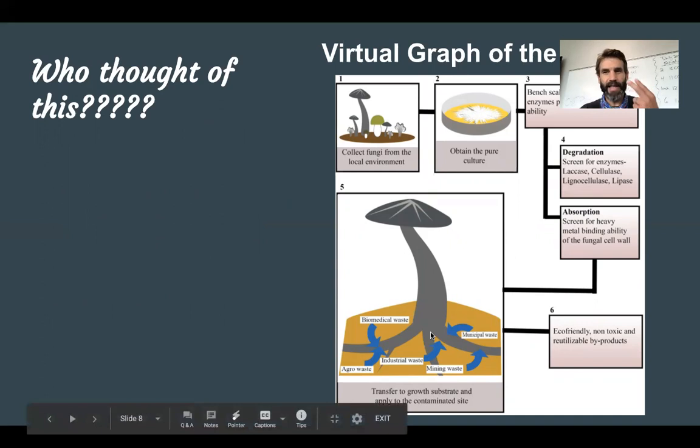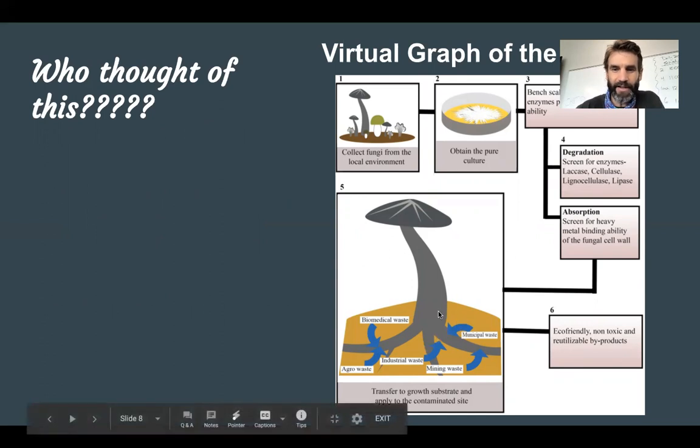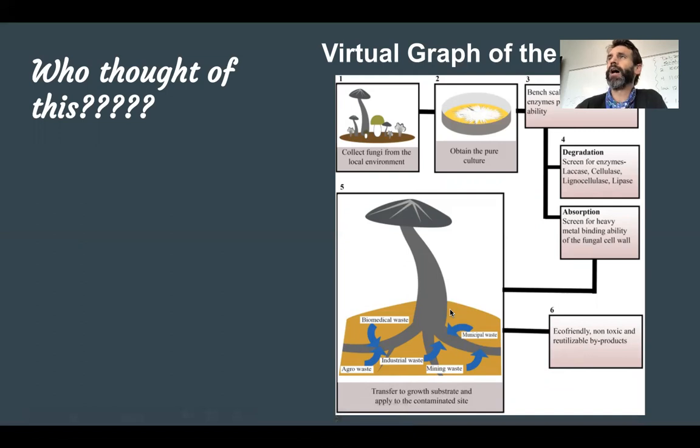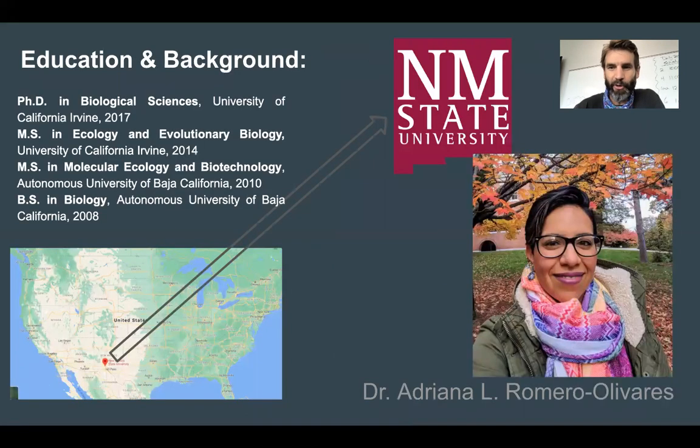I never thought that these two could work together, and we could cure some of the toxic waste that humans produce with a natural organism. However, there are some smart people that are thinking about this. And one of those is Dr. Adriana Romero Olivares. And we learned a little bit about Dr. Romero Olivares, where she studied, where she works now.